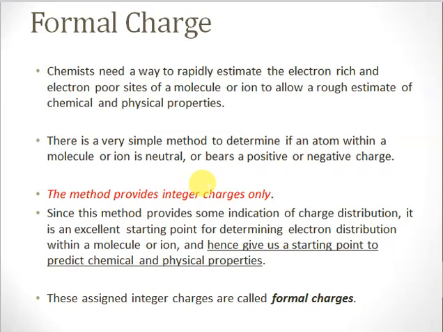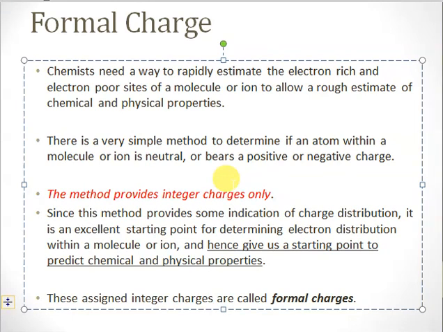So integral charges only appear in case of ions, but since we are taking a rough estimate, we cannot calculate the exact fractional values by this method. What we'll get are integral charges, full whole numbers. So this method provides some indication of charge distribution, and by this method we can find the electronic distribution within a molecule or ion.